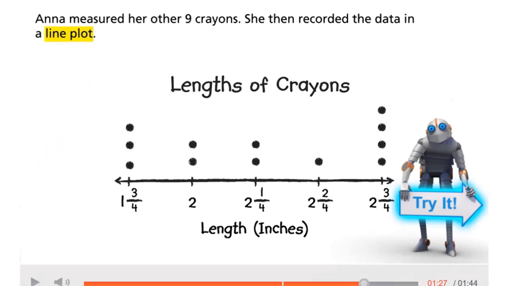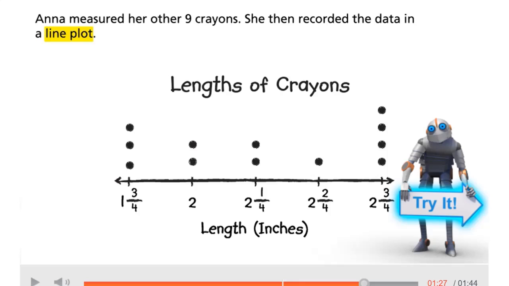Okay, so before we move on, I want us to take a look at this line plot really carefully. So here she should have 10 data points. So the crayons she just measured plus the other 9. So 1, 2, 3, 4, 5, 6, 7, 8, 9, 10, 11, 12. Okay, so here she has 12 pieces of data recorded.